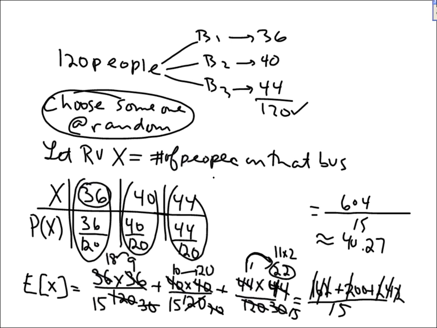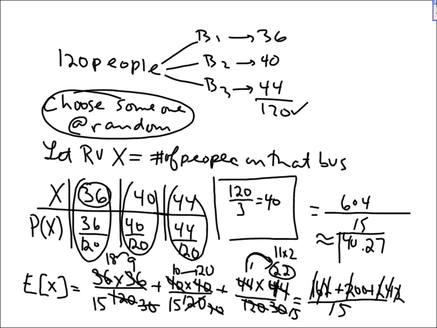Now notice something. The average number of people on the bus, there's 120 people, and you're putting them on 3 buses. On average, each bus will have 40 people, yet the expected value was a little bit more. Think about why that could possibly be.